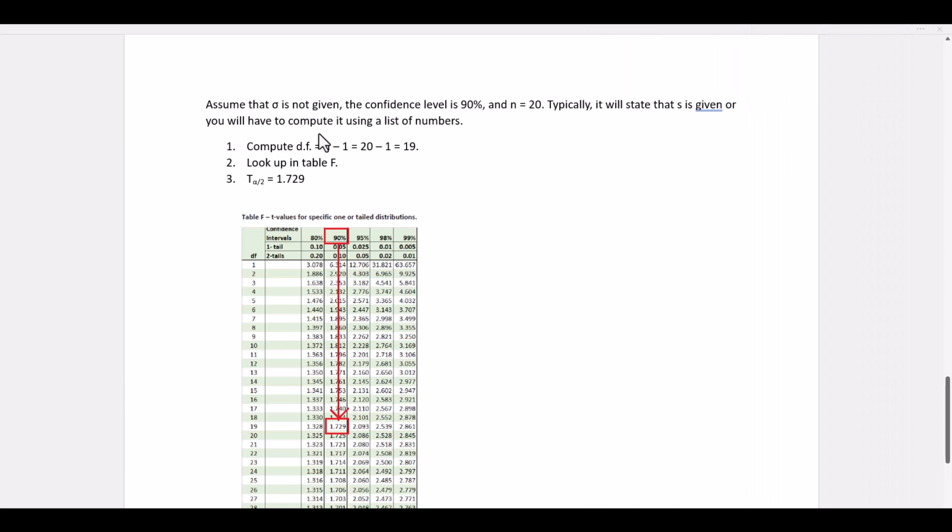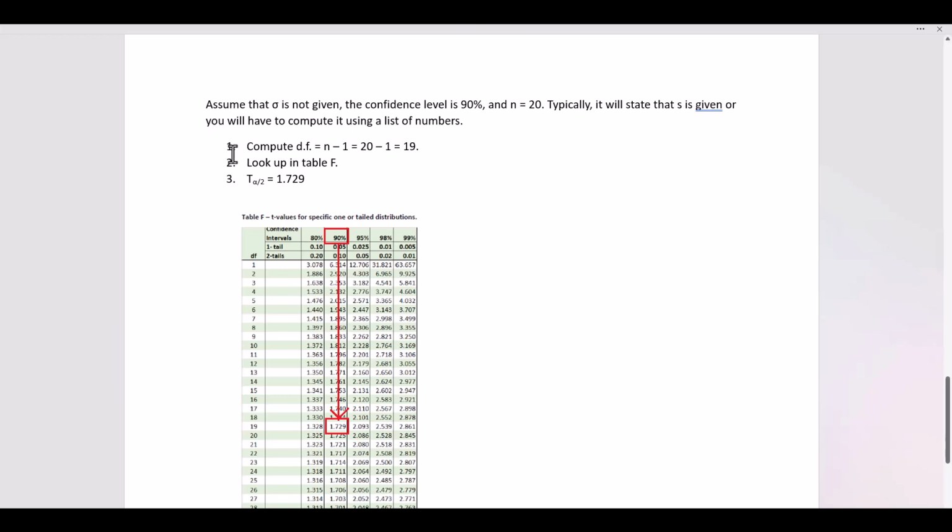In this example, we assume that sigma is not given, the confidence level is 90%, and the sample size n is 20. So typically, it will state that S is given in the problem, or you will have to compute it using a list of numbers. So if they have a small list of numbers, that's your sample. When you compute the standard deviation, that is the sample standard deviation.